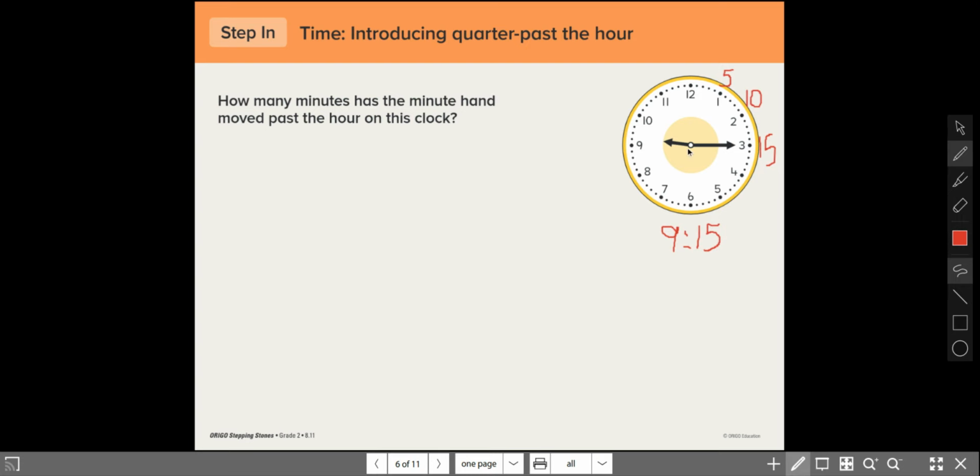When the minute hand is in this position, we can sometimes say that the time is quarter past the hour. Actually, we can say this anytime. But what I mean by sometimes say is that's one way to say it. We could say 9:15, or we could say quarter past 9. So why do we use this word quarter? It's kind of weird, right?